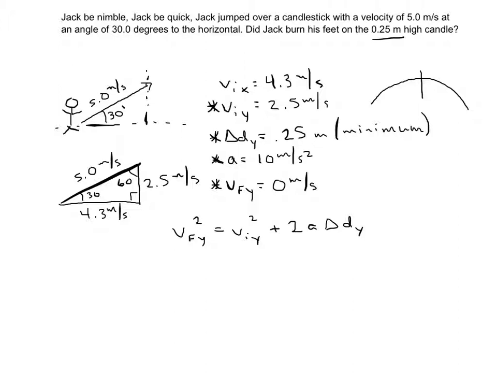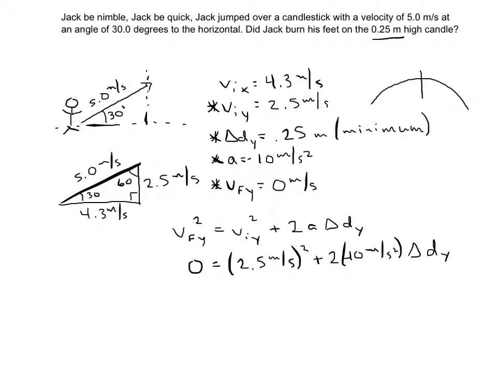VF is 0, so VF squared is also going to be 0, equals VIY squared, so 2.5 meters per second squared, plus 2 times 10 meters per second squared, times delta dy. And I've missed a fairly important piece here, and I don't know if you've found it yet. Because his initial velocity is up, his acceleration is down, so we need to have a negative there on the 10. So it needs to be negative 10 meters per second squared. I apologize if that messes you up.